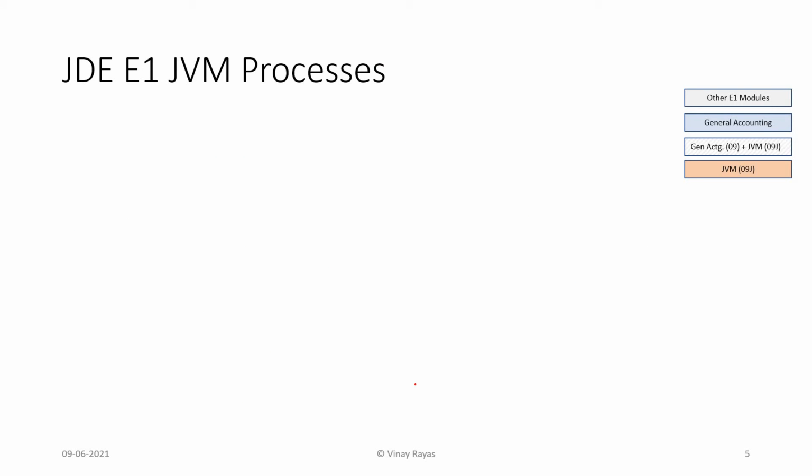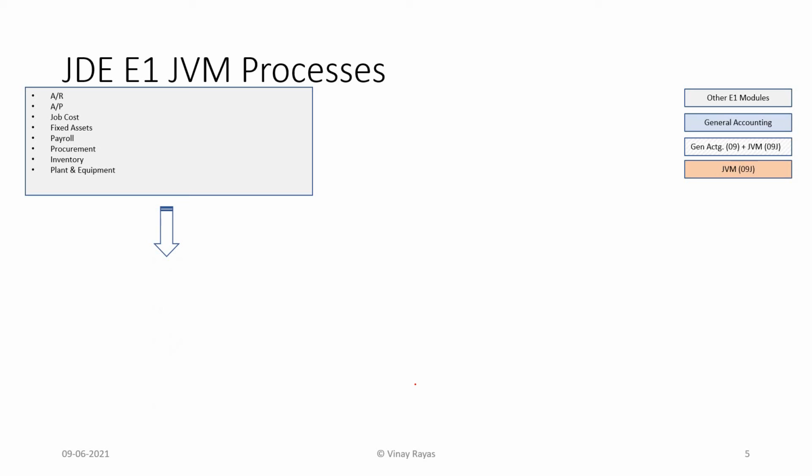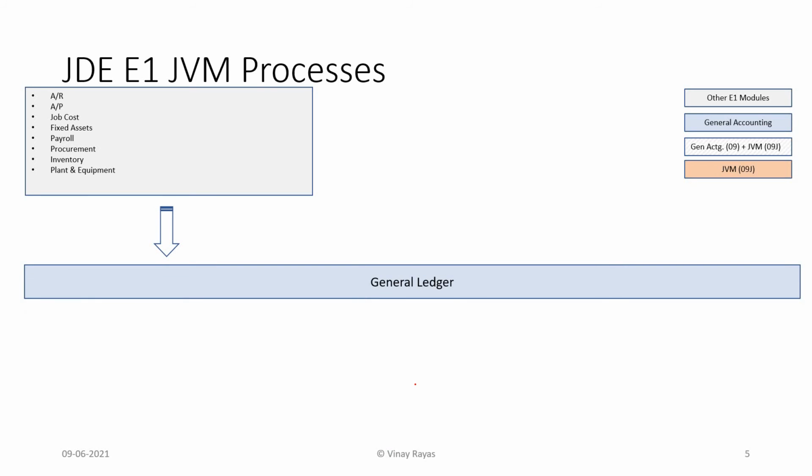Transaction processing in various E1 modules results in detailed transactions in the general ledger. When these detailed transactions are posted to the GL, summarized balances get generated by the system. Some of these E1 modules, for example, are AR, AP, job cost, fixed assets, payroll, procurement, inventory, plant, and equipment. Overheads can be calculated using various methods, including possibility of custom one, either by using GL information or otherwise. Also, allocations can be computed based on GL balances using setup data in general accounting and JVM.